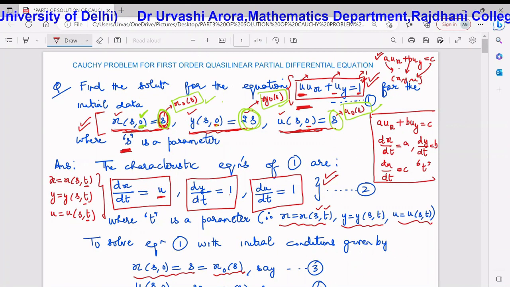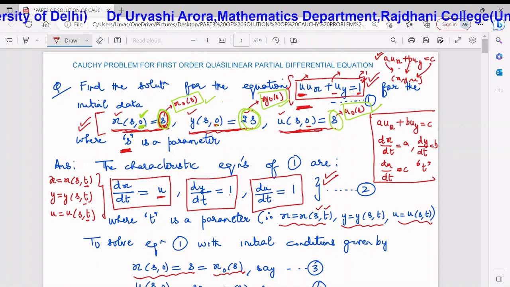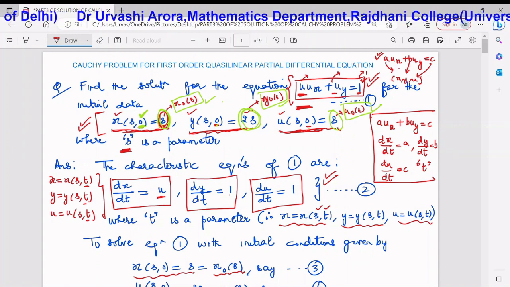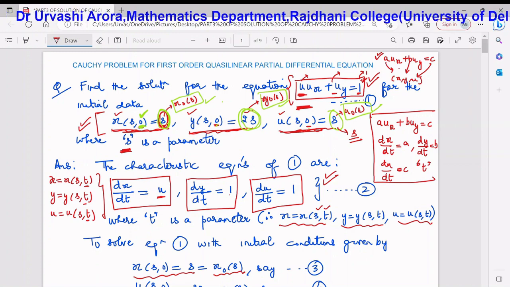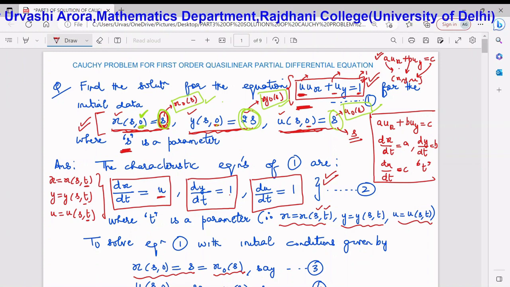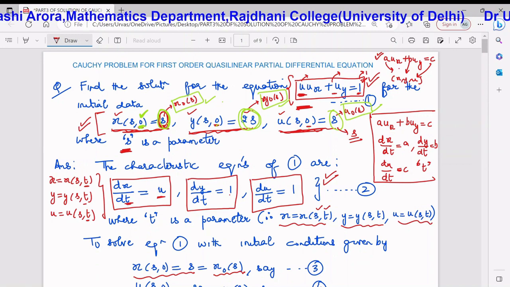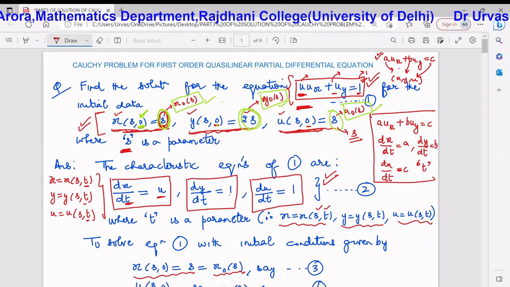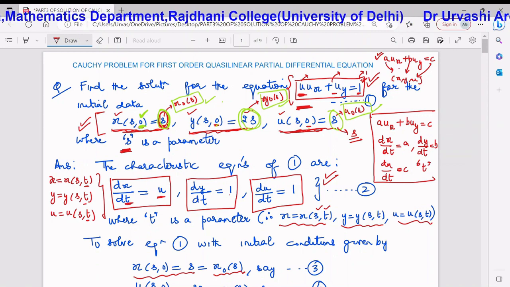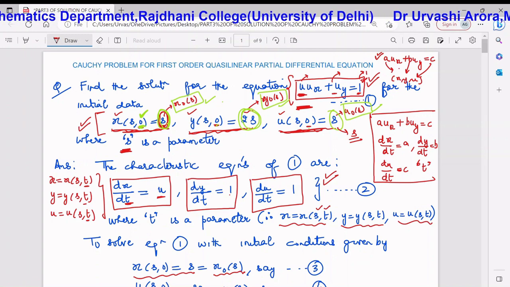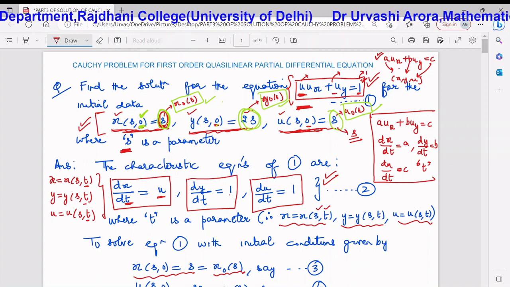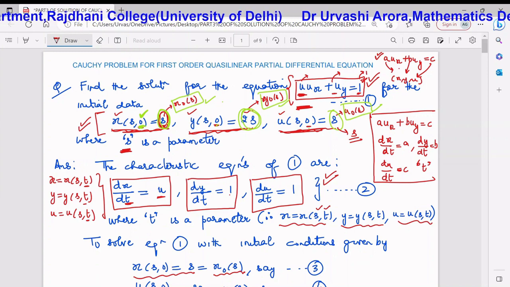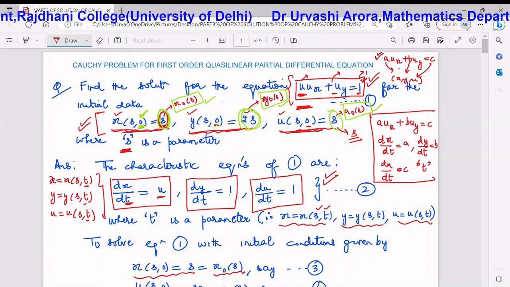The initial conditions were in parametric form. Whenever the initial conditions are in parametric form in terms of the variable s, say, then you have to take the characteristic equations in Lagrange's method in parametric form, and the parameter can be taken as t, and then you proceed exactly the way I have done in this particular question. So, that is all about the Cauchy problem for a first order quasi-linear partial differential equation when the Cauchy conditions or the initial conditions are in parametric form.